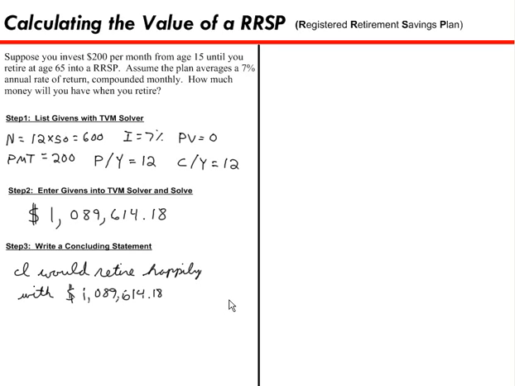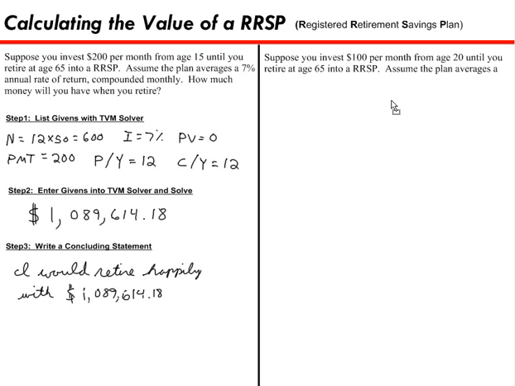All right, grab your paper and your TVM solver because now it's your turn to do some RRSP calculations. Here's your practice problem. Suppose you invest $100 per month from age 20 until you retire at age 65 into a RRSP. Assume the plan averages a 10% annual rate of return and it's compounded monthly. How much money will you have when you retire? All right, so give that one a try using the steps that I showed you on the left, and I'll post the solution when you're ready.